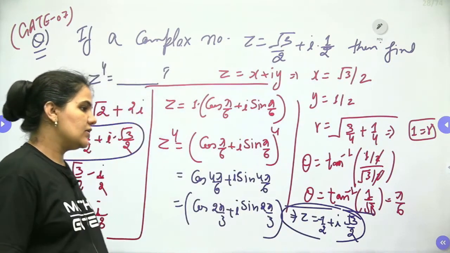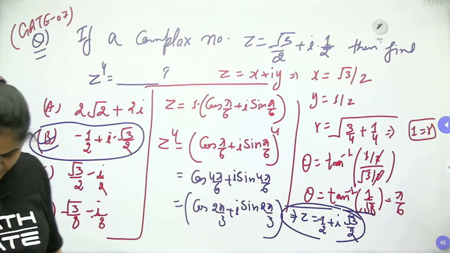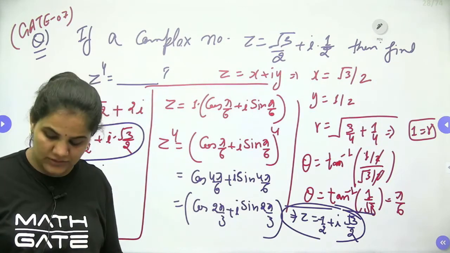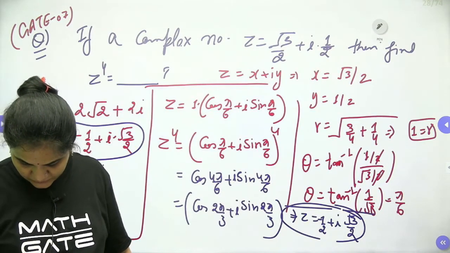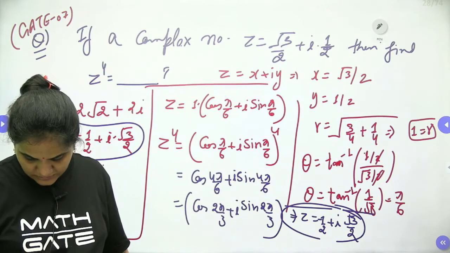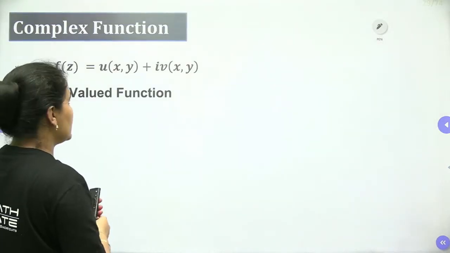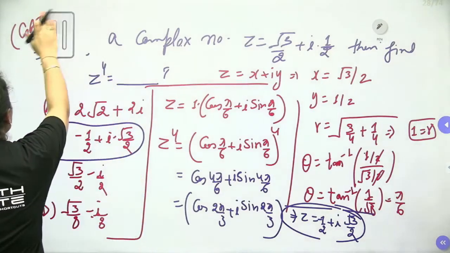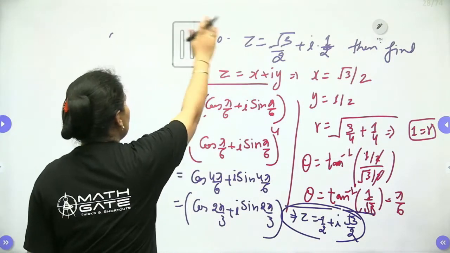Clear, guys? So it's a simple question to approach. We can easily deal with this one. We have one more question, which is the GATE 2009 question, dear students, and I think we can go for that also very easily. Let me show you that also. After that we will have a discussion on complex functions. So we have one or two more questions, and after that we can go for the next topic.